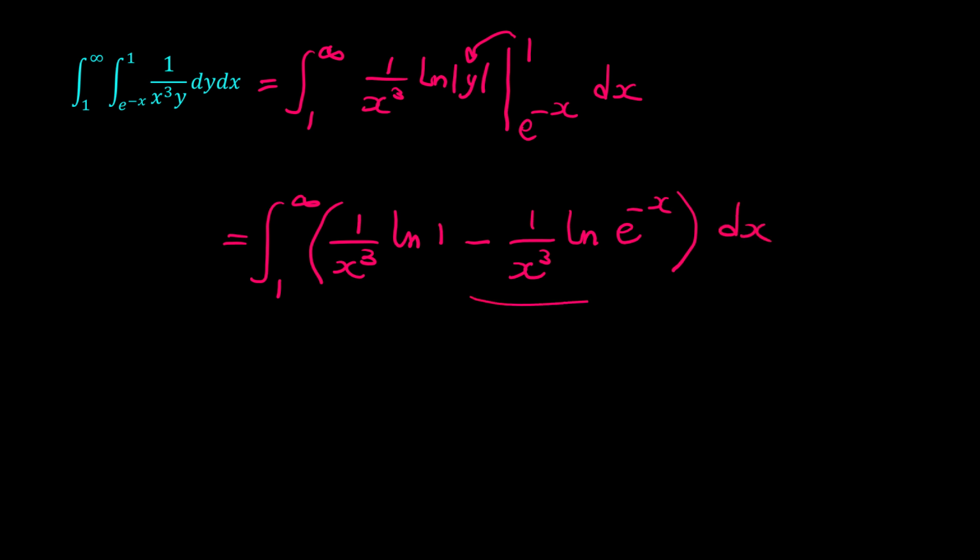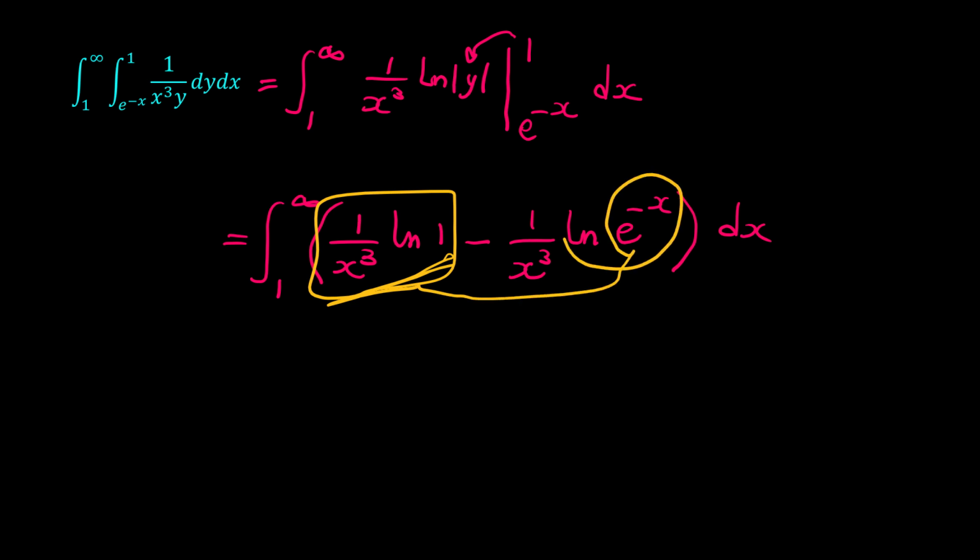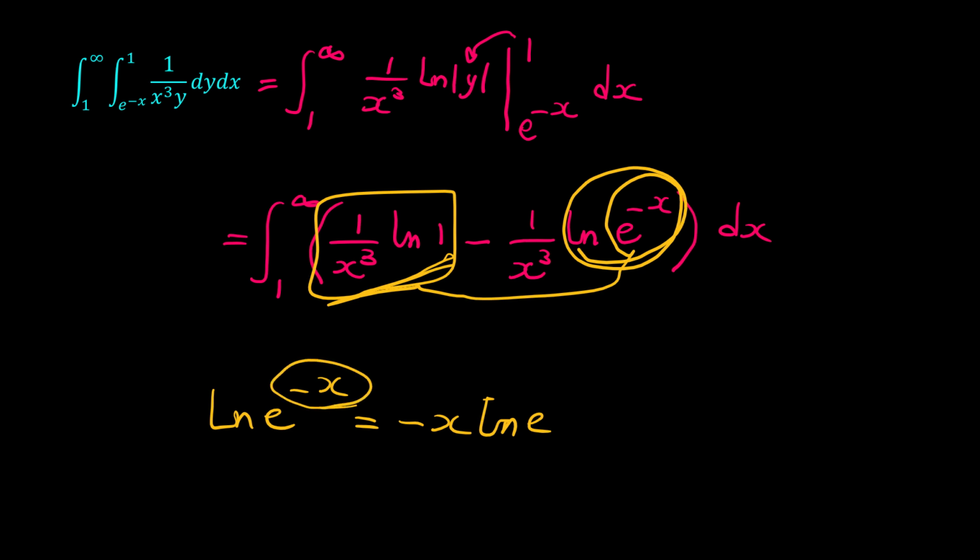Now let's simplify this expression inside the bracket. ln of 1 is 0, so this expression is 0. ln of e to the negative x is basically negative x ln of e. We know that we can bring the power down to here because this is one of the properties of logarithmic functions. By moving this and bringing it down to here, we have negative x ln of e. But ln of e is 1, so this equals negative x.